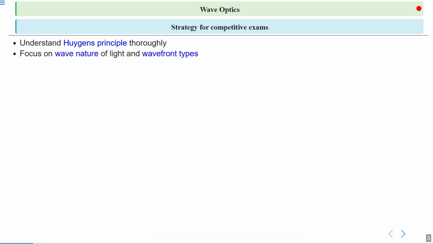Focus on wave nature of light and the different types of wavefronts. This is crucial because it sets the stage for understanding more complex phenomena like interference and diffraction. Think of wavefronts as the shape of the wave as it moves through space.